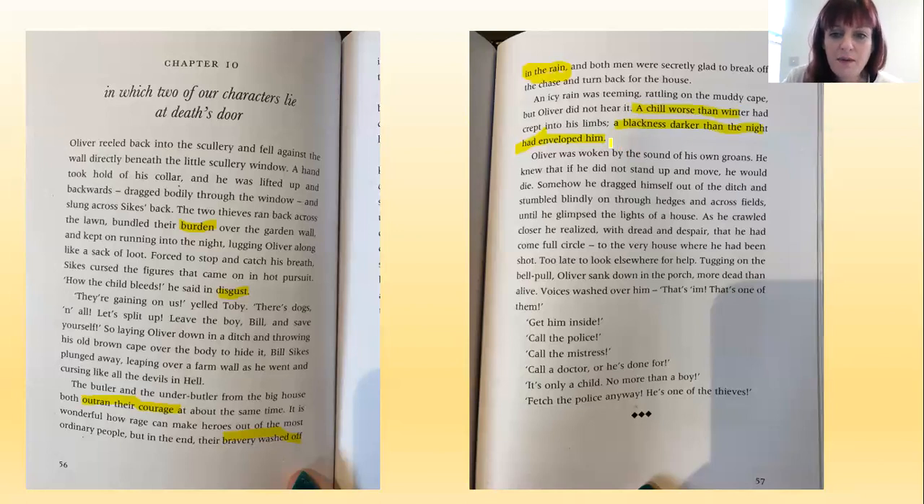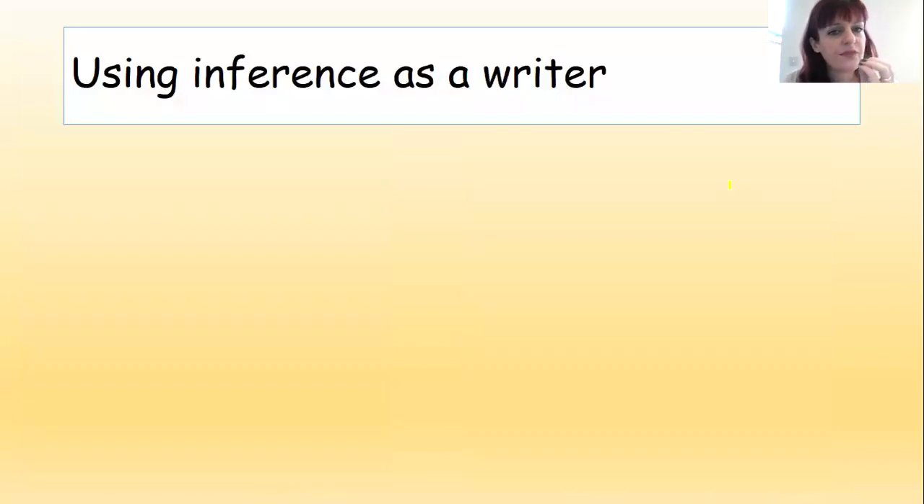Okay. Now, that also tells us that when he does come to, he knew if he didn't stand up and move, he'd die. So it goes on to be slightly more explicit, just in case you haven't understood that. Okay. So those are examples of us using inference just to dive a little deeper into a narrative, into a story, and understand what's going on.